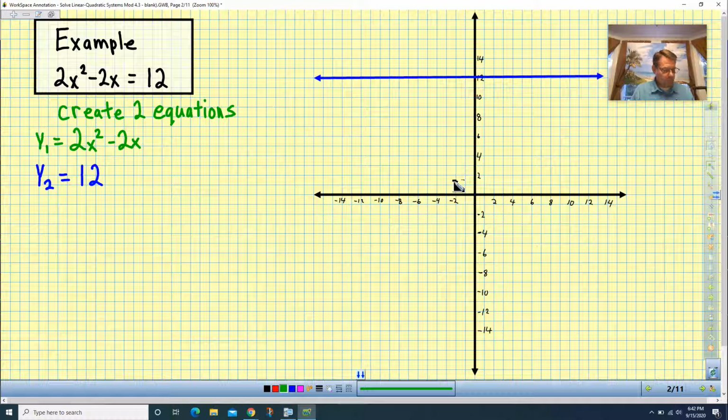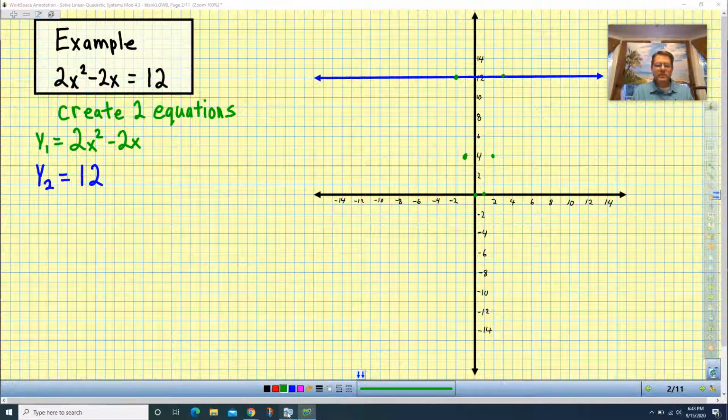So my first point I want to do is -2, 12. So you plot that point. The next one is -1, 4, and then 0, 0. Then it says 1, 0, 2, 4, and then 3, 12. And that's all well and good. But where's my vertex? Well, I'm not seeing it on my chart, but I can calculate it.